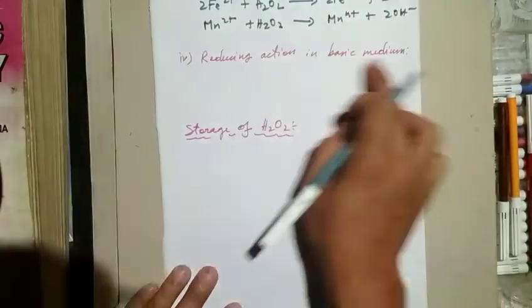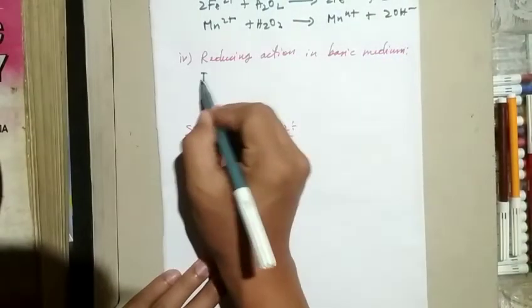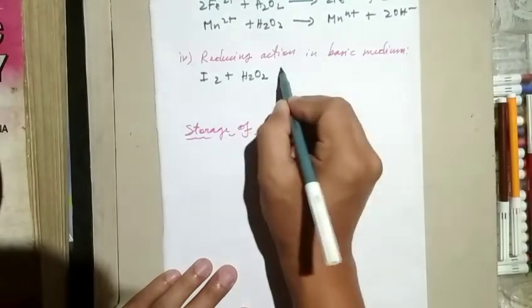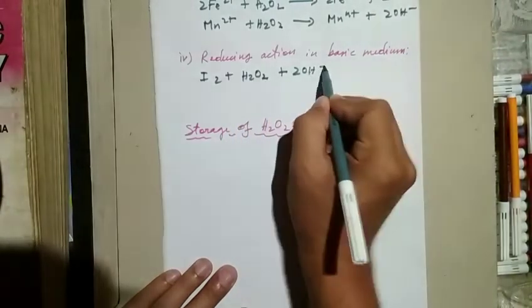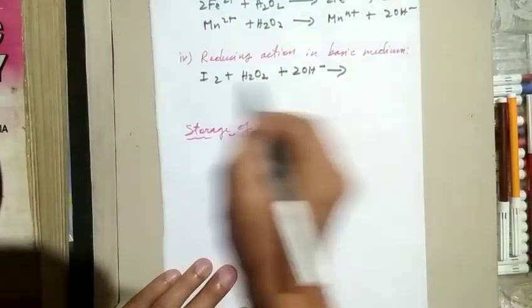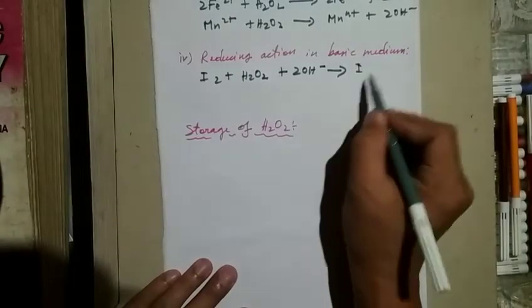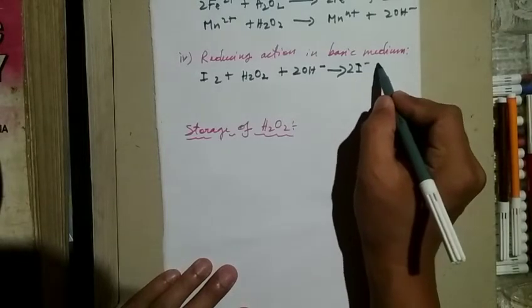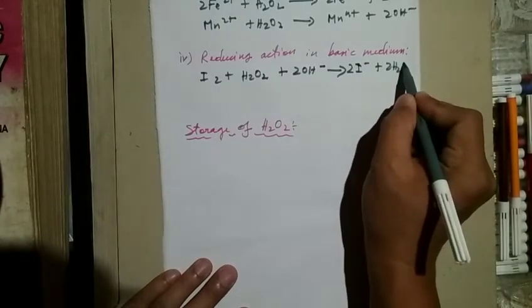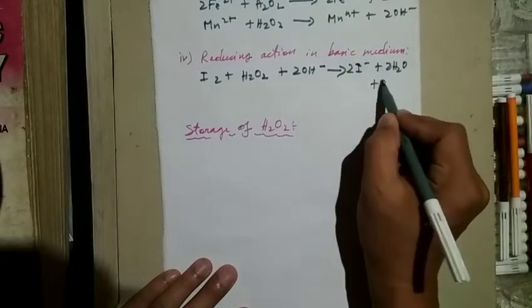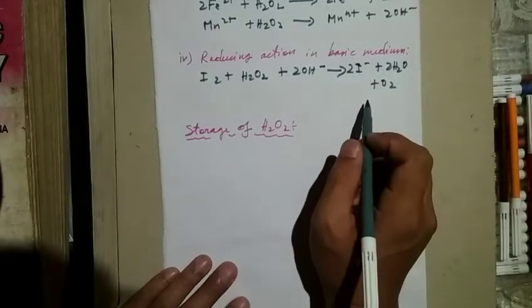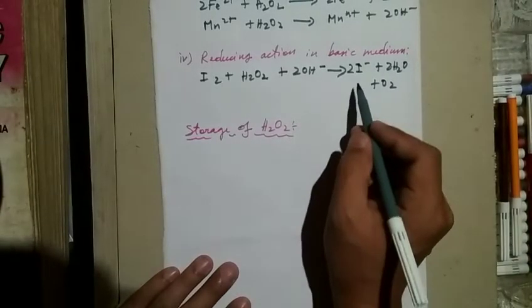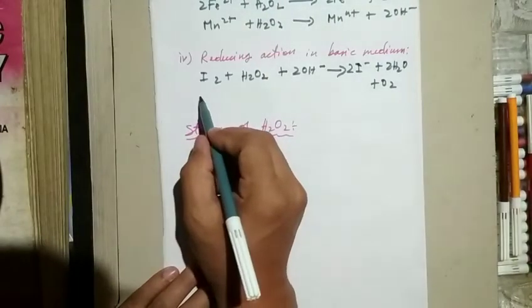Now reducing action in basic medium. Let's see an example. Iodine plus hydrogen peroxide plus 2OH-. So I2 becomes just I-. That means it gets reduced. 2H2O plus O2. So from I2 it becomes simply I-. That means reduction has taken place.